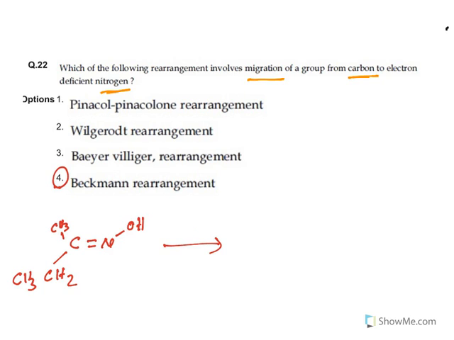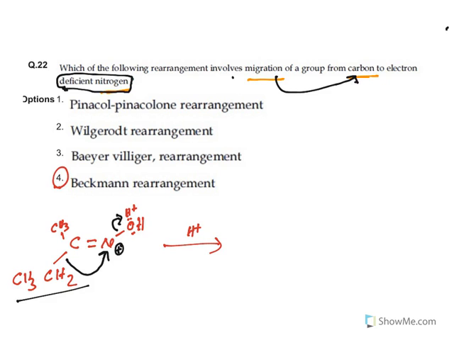Now oximes in presence of a proton, what happens is the proton comes here and the proton will take up oxygen electrons. So what happens immediately, oxygen will try to take these electrons and nitrogen is losing electrons, so it becomes a partial positive charge. This is what is meant by electron deficient nitrogen. In the question they are talking about this one. Because nitrogen has got electron deficiency, it tries to grab the adjacent alkyl group. So what has happened? Migration of a group from carbon to electron deficient nitrogen.